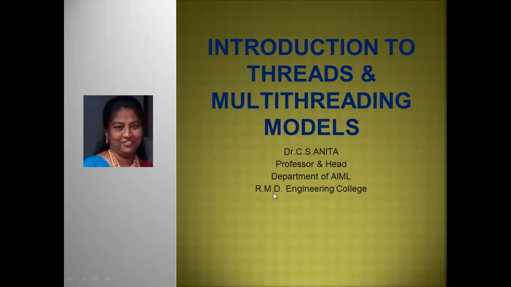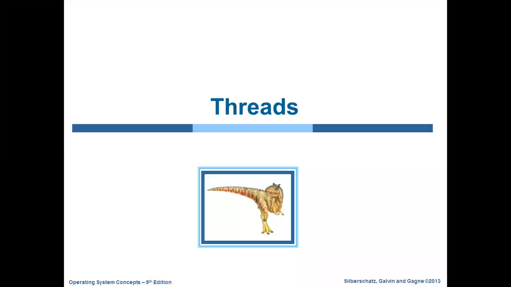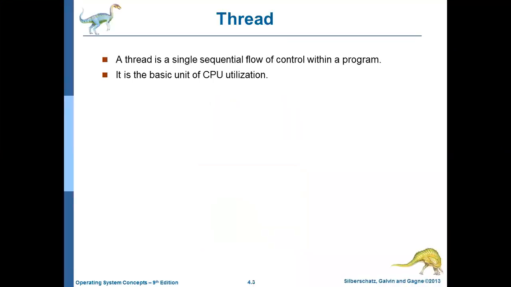Hello everyone. In this video session, we are going to discuss the basics of threads and the various multi-threading models. The first thing is we will now discuss what is meant by a thread. A thread is a single sequential flow of control within a program. It is the basic unit of CPU utilization. So this is the formal definition of what a thread is.